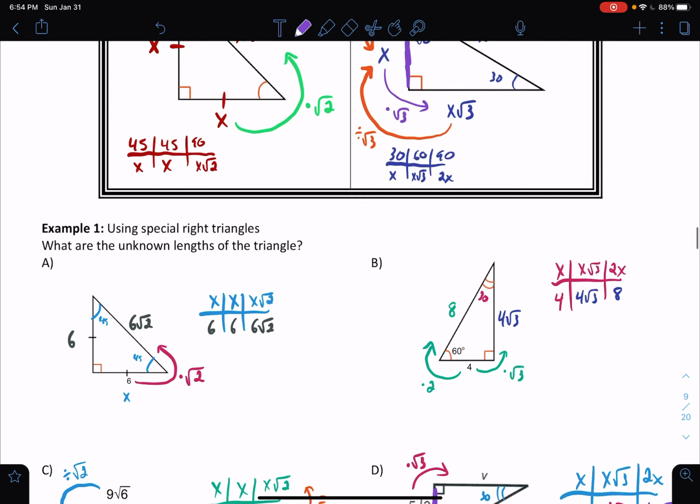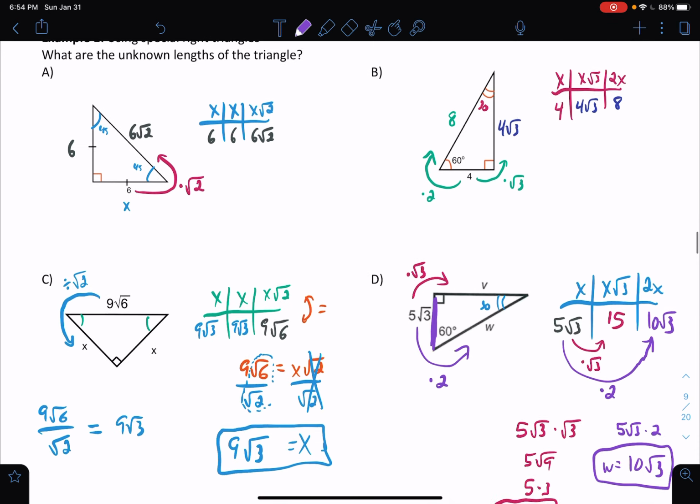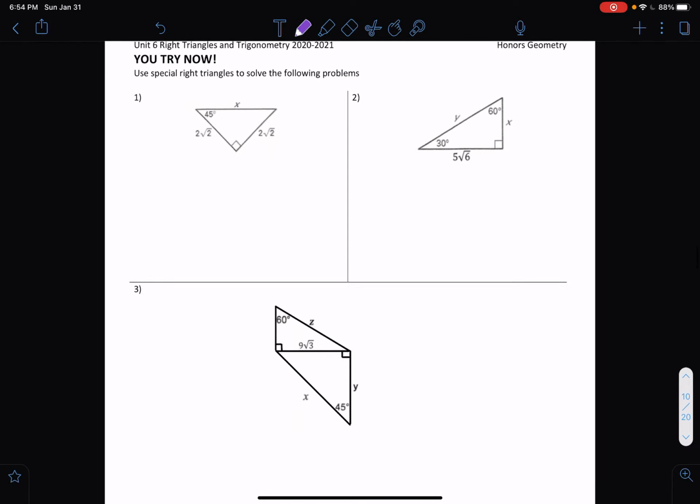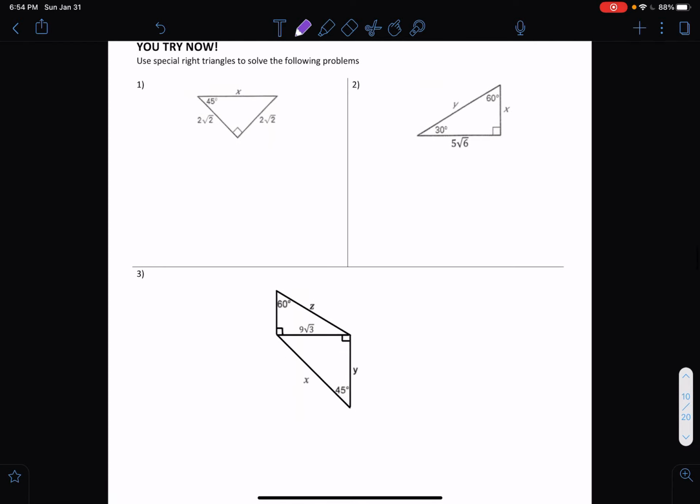Make sure you study this diagram. And I'm going to scroll down because I've got 3 you try nows. Let's see if I can scroll out so you can see all 3 of them at the same time. Yep. So I got 3 you try nows there. They're probably going to be a little bit more difficult. So make sure you try those. We will go over them in class.